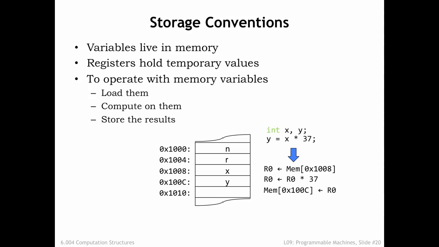Here we've assumed that the constant 37 is somehow available to the data path and doesn't itself need to be loaded from memory. Finally, we would write the updated value in R0 back into memory at the location for y. Whew, a lot of steps.